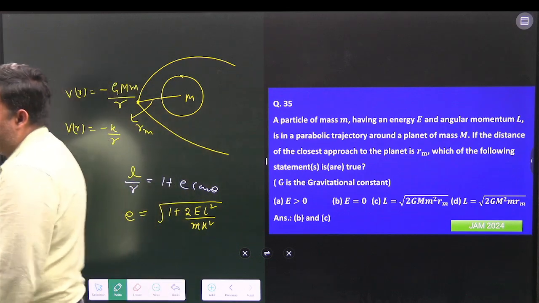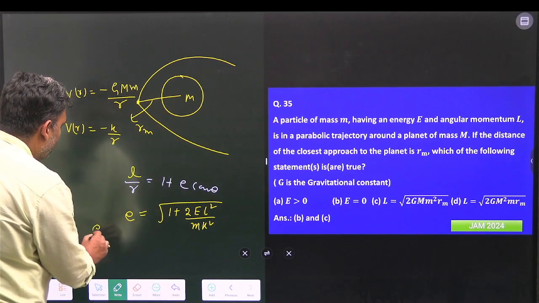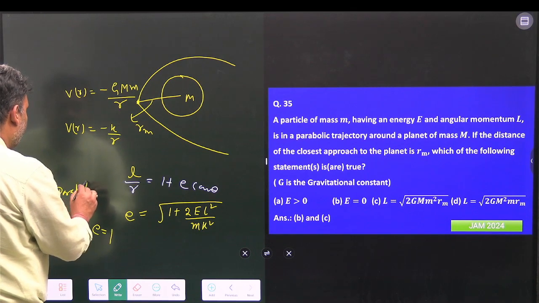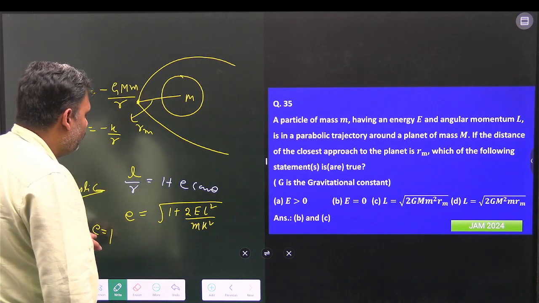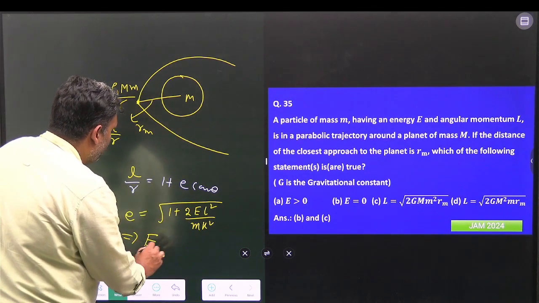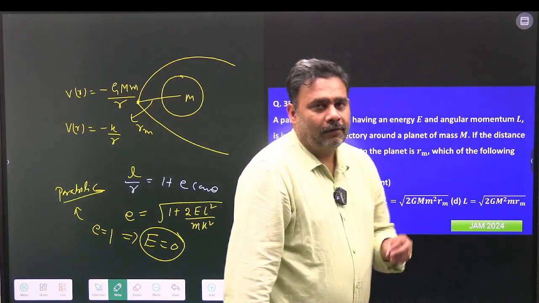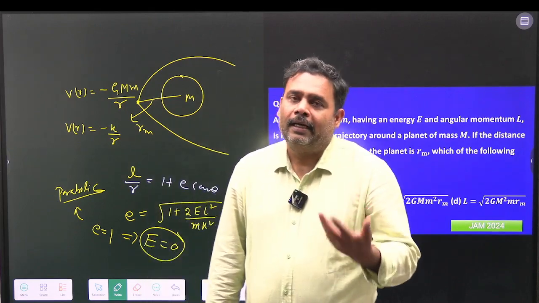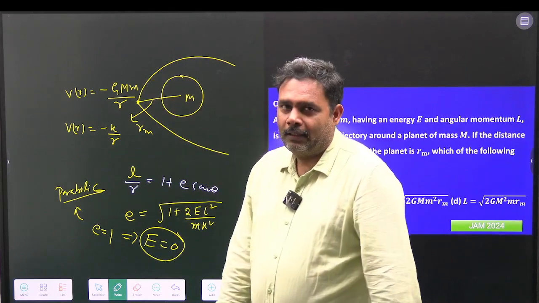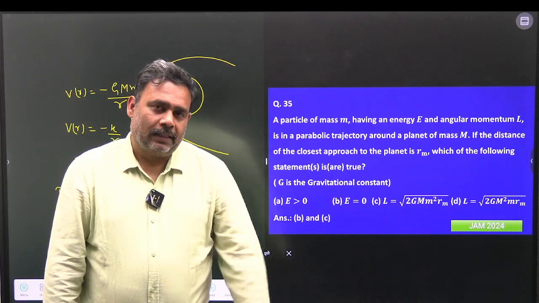And what will happen for the parabolic orbit? For the parabolic orbit, e is equal to 1. So for eccentricity equal to 1, the energy must be equal to 0. So the first option, E is equal to 0, will be the first choice, option B. Yes, this is your energy, and this particle has 0 energy, parabolic in nature. Now let us go for the calculation of angular momentum.